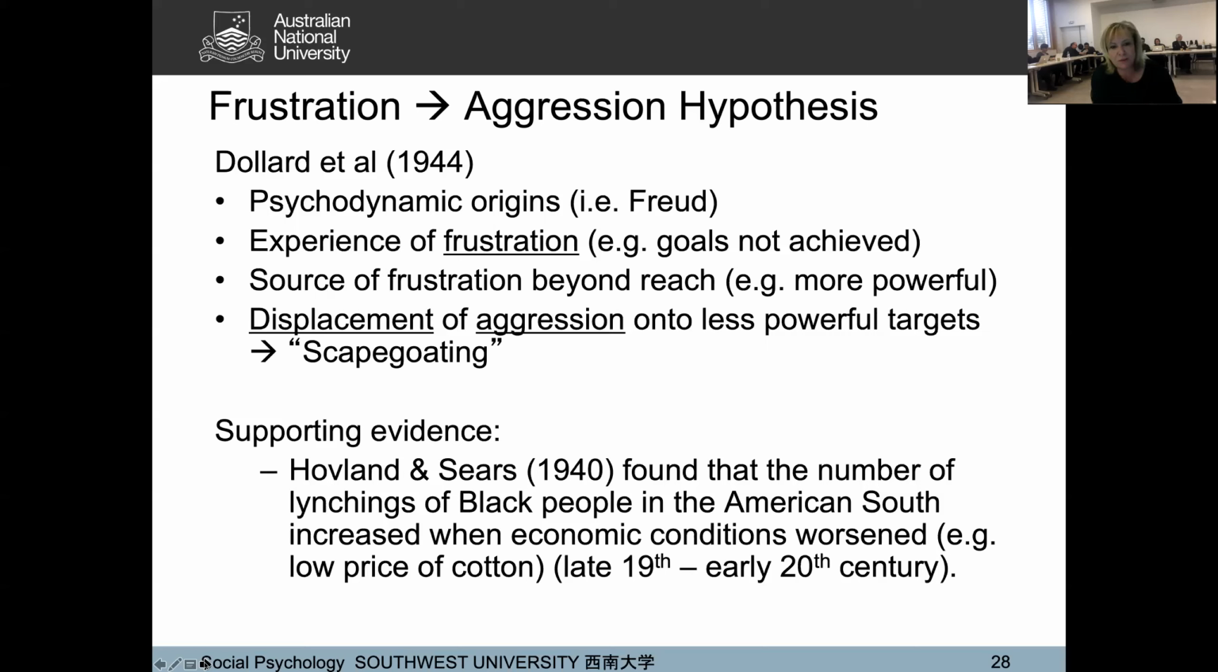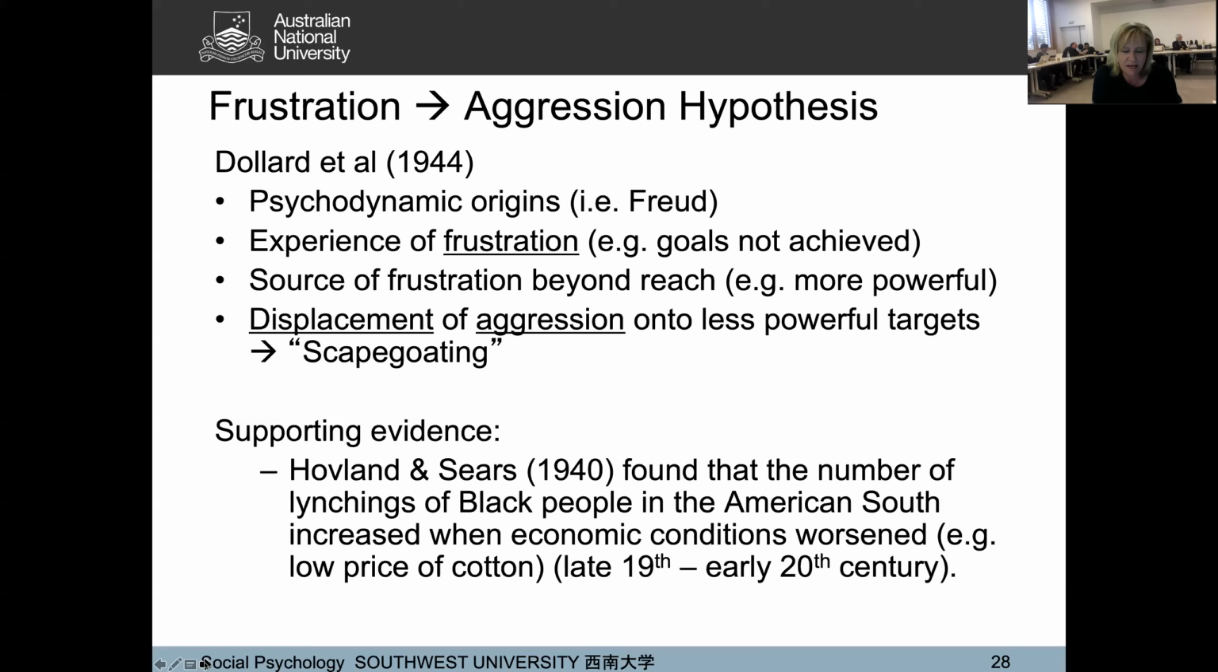So frustration builds up because we can't achieve our goal, and then that is displaced through aggression onto less powerful targets because the source of the frustration is beyond an individual's reach. And so we tend to aggress against targets that are less powerful, and we tend to blame them for the sources of our frustration, the goals that we can't achieve.